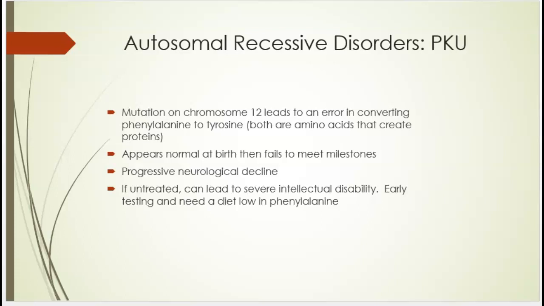So they can't convert phenylalanine to tyrosine. Both of these are amino acids. The problem with that is phenylalanine will then build up in your system, and it'll build up in the nerves of the body and the brain, and they cannot function properly intellectually. The great thing is we have early testing. We can determine it quickly, and this patient can have a diet low in phenylalanine, which you can find, I believe, in aspartame and meat products.